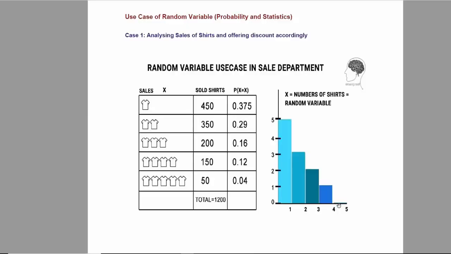It means that when the company makes an audit or analyzes the sales after a month, it comes to know that the probability of selling shirts together is decreasing. It means that the revenue is also decreasing.